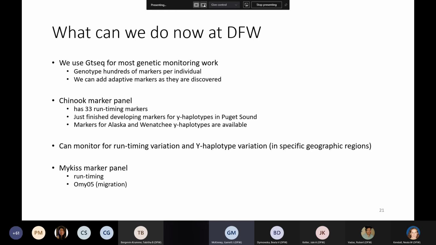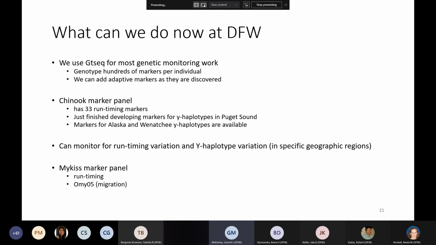So we use GT-seq for most of our genetic monitoring work. This is a technology that lets us genotype hundreds of markers per individual and thousands of individuals at a time. And the nice thing is that this technology is pretty flexible, so we can add adaptive markers as they're discovered.